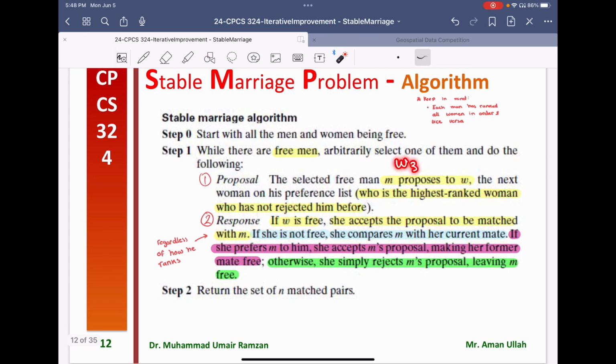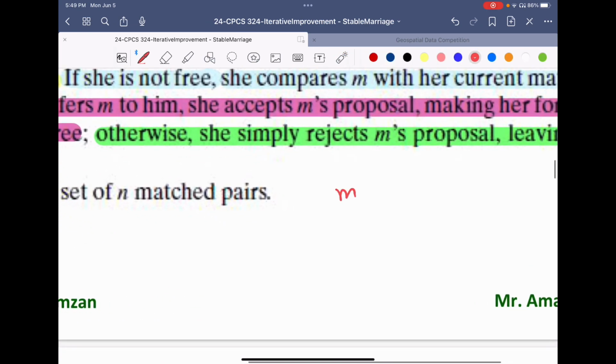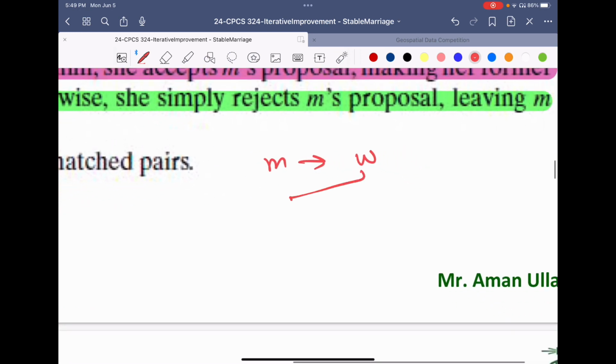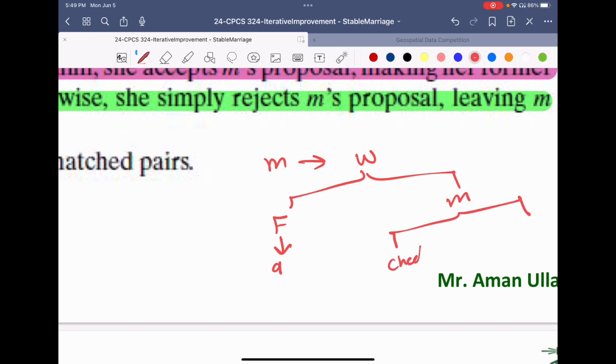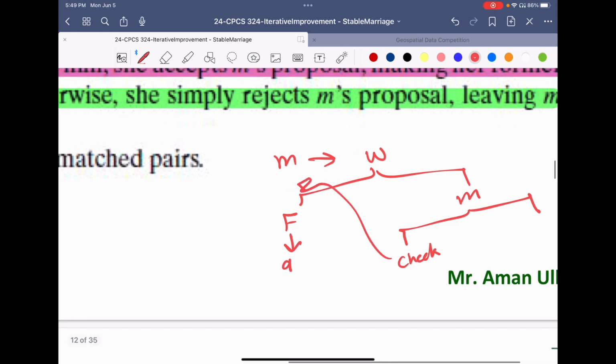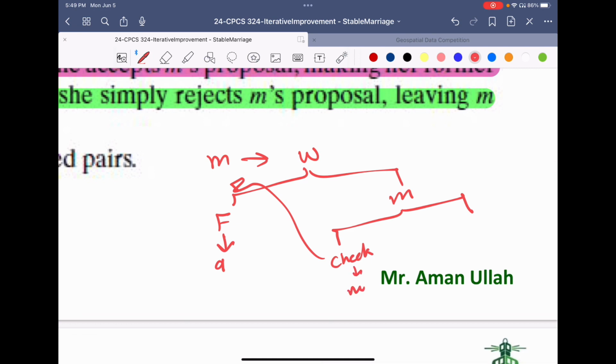So if man 1 and woman 3 are both single, he will marry her right away. Now the response: if she's free, she's going to marry him immediately. If she's not free, there are two cases. To see it visually, the man proposes to the woman and then the woman has two cases. If she's free, she has to accept, she has no choice. If she's married, then she has two options. She can check whether this man ranks higher than her husband. If he does, then she marries him. If he doesn't rank higher than her current husband, then she rejects him.